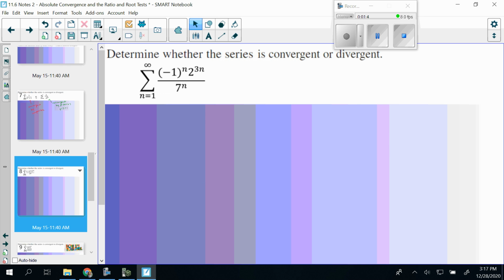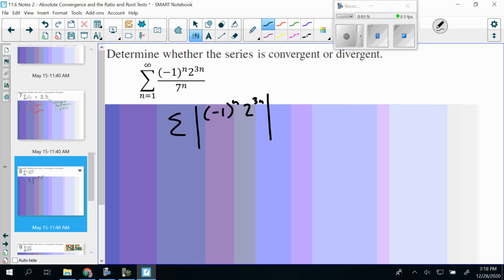All right, let's take a look at another one here. Here we have a series, and you can see that there is a -1 in there. So let's try what we just learned with our absolute value. What if we were to take the absolute value of this one and test for absolute convergence? If we do that, it should be this. That should be similar to this series, where the absolute value of that -1 to the n is always going to be 1. So this should just be similar to this series.